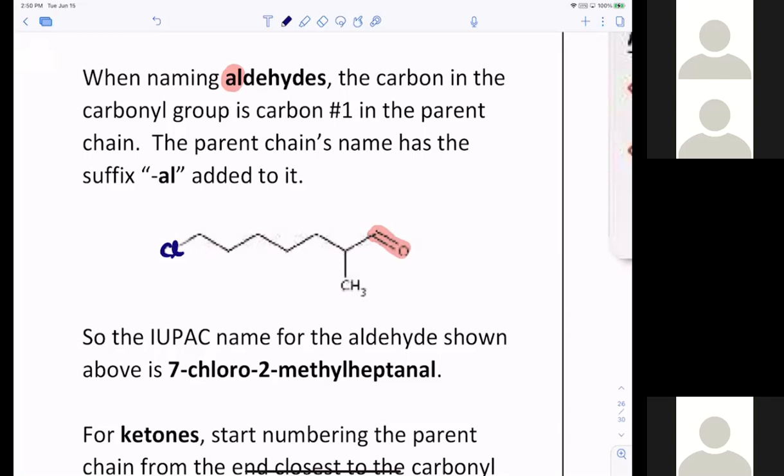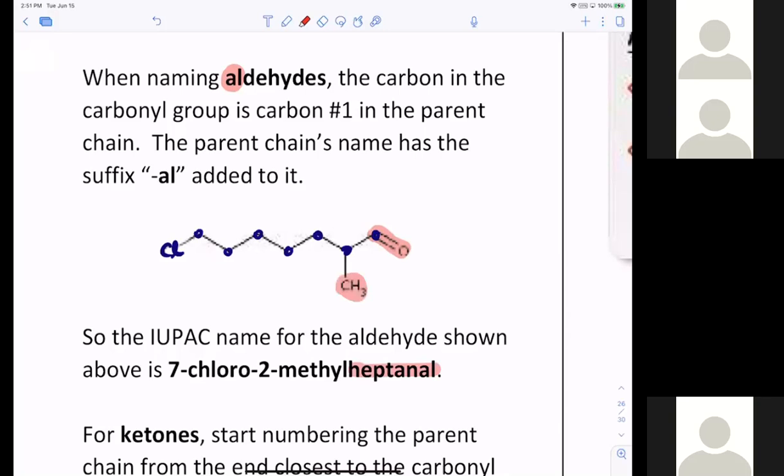So the parent chain here is what? 1, 2, 3, 4, 5, 6, 7 carbons, isn't it? So look at the name down below. Heptanal, okay, heptanal, A-L. 2-methyl, because there's a methyl branch on the second carbon. So 2-methylheptanal. But there's that chlorine on the 7th carbon. So 7-chloro-2-methylheptanal, the full name. Why don't you need to put a number in the heptanal?